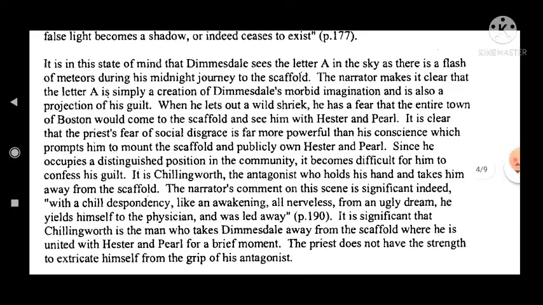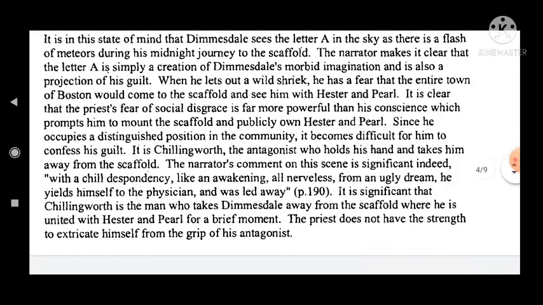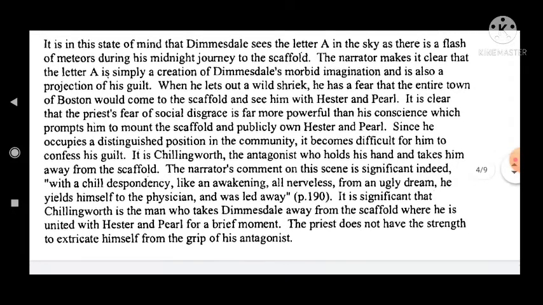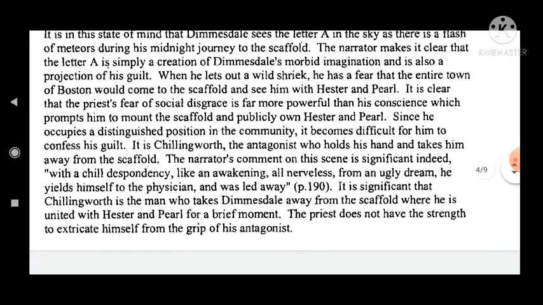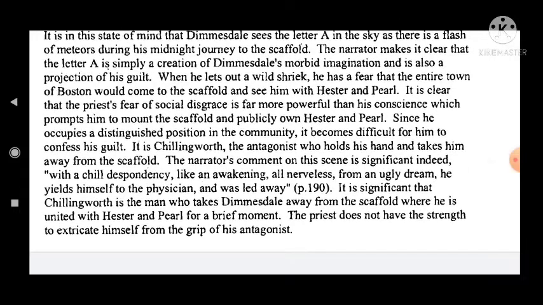It is in the state of mind that Dimmesdale sees the letter A in the sky. There is a flash of meteors during his midnight journey to the scaffold. The narrator makes it clear that the letter A is simply a creation of Dimmesdale's morbid imagination and is also a projection of his guilt.